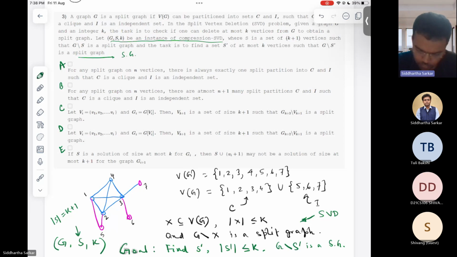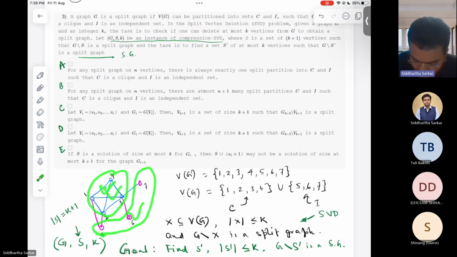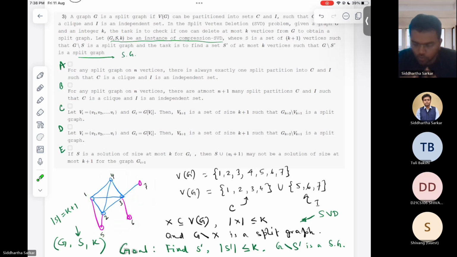So how do you approach the first statement? The first statement says, for any split graph on n vertices, there is always exactly one split partition into C and I, such that C is a clique and I is an independent set. So there is only one way, a unique way. There is exactly one way to split the vertices into two sets, such that one set is a clique and the other set is an independent set. So what do you think about it? Is it possible to split only in one way, or multiple different splits are possible? That is a question.